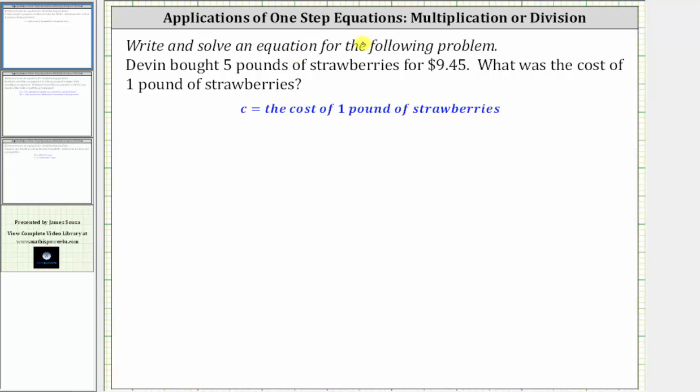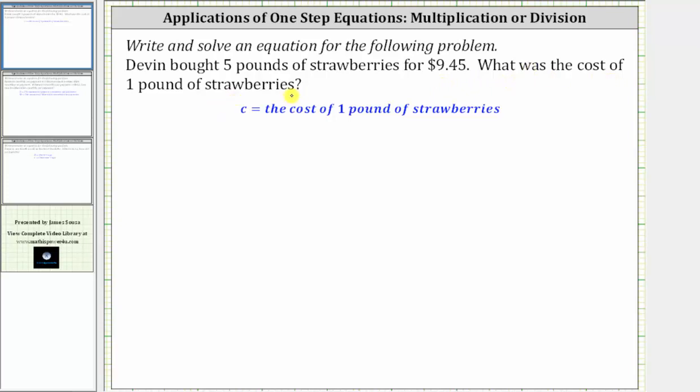In this video, we will solve 3 application problems using a one-step equation involving multiplication or division. For the first example, we're asked to write and solve an equation for the following problem. Devin bought 5 pounds of strawberries for $9.45. What was the cost of 1 pound of strawberries?